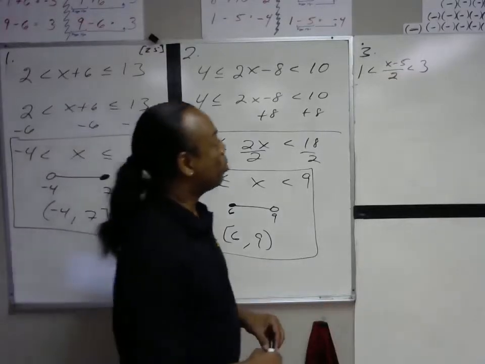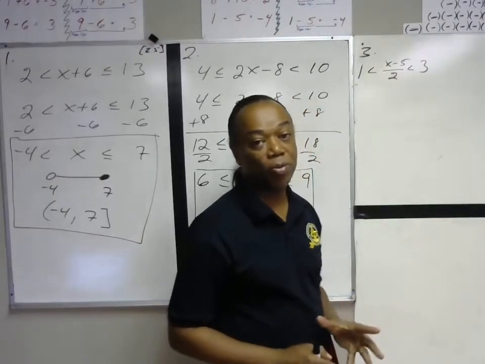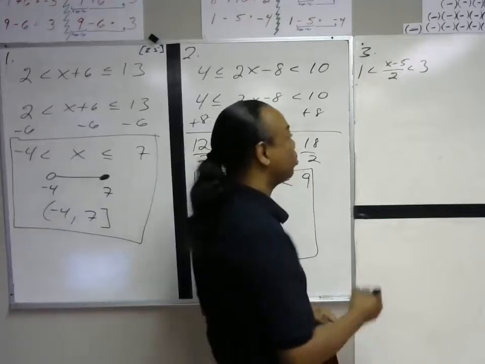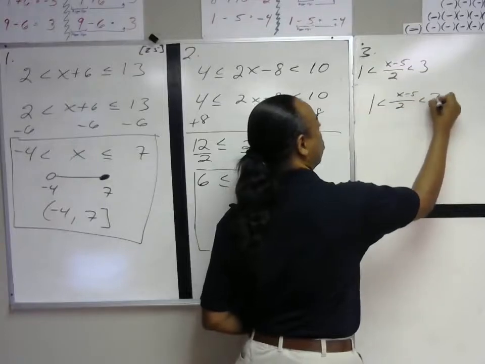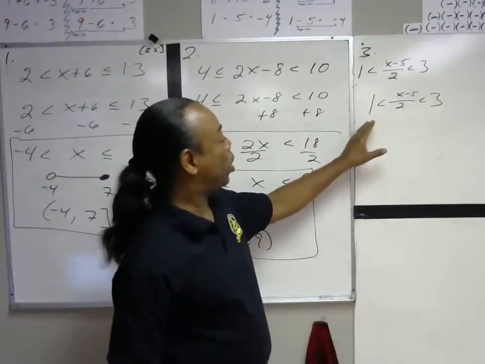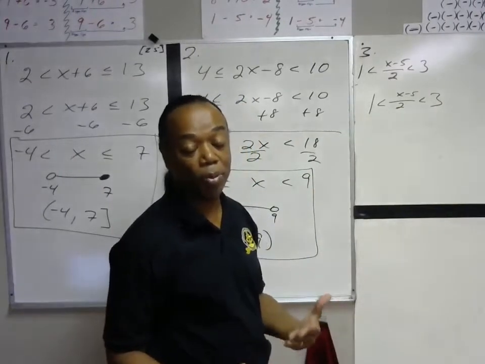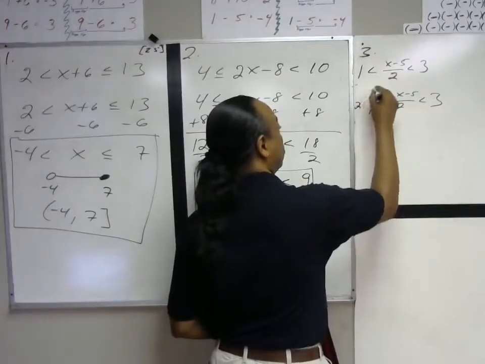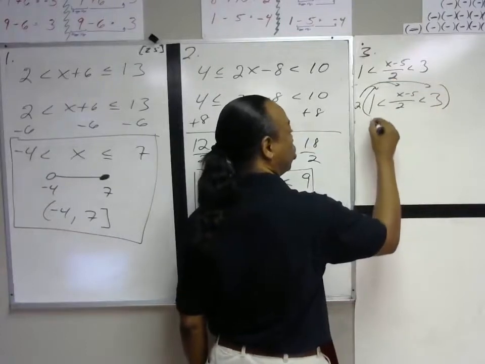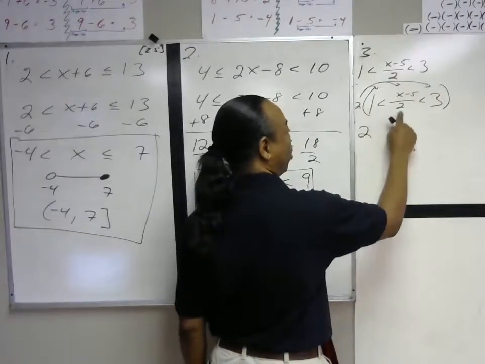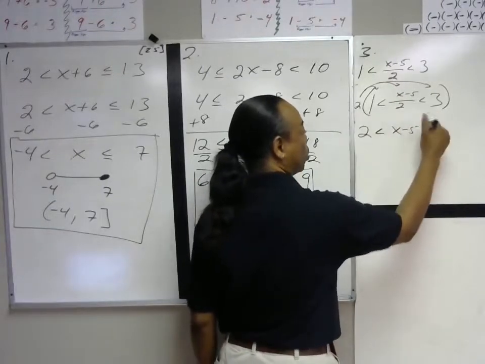Okay, number 3, we're solving for x, and we have a dividing 2 and a subtracting 5. We're going to get rid of the dividing 2 first, so let's preserve the integrity of the original problem: 1 less than (x minus 5)/2 less than 3. I'm going to multiply everything by 2 because we're dividing by 2 here. So we distribute our 2 here, here, and there. 2 times 1 is 2, 2 divided by 2 is 1, times x minus 5 is x minus 5, and 2 times 3 is 6.